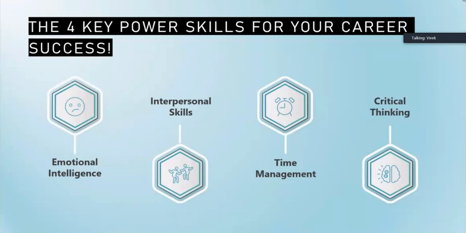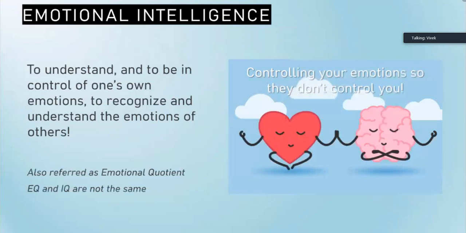So let's start with emotional intelligence. Now, I'm sure you would have heard of emotional intelligence. You would have also heard of something called an emotional quotient and, of course, intelligence quotient, right? IQ is something that we have been told about since we were kids. So you need to understand that EQ and IQ are not the same. Emotional intelligence is also referred to as emotional quotient, but it's not similar to IQ.